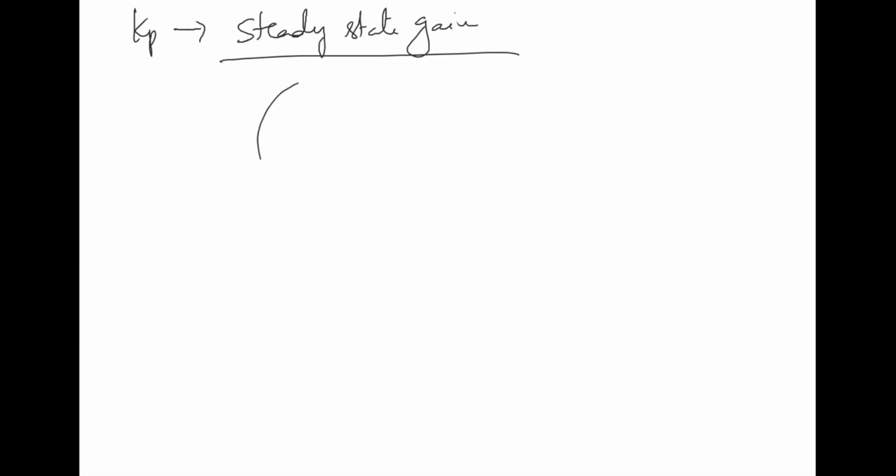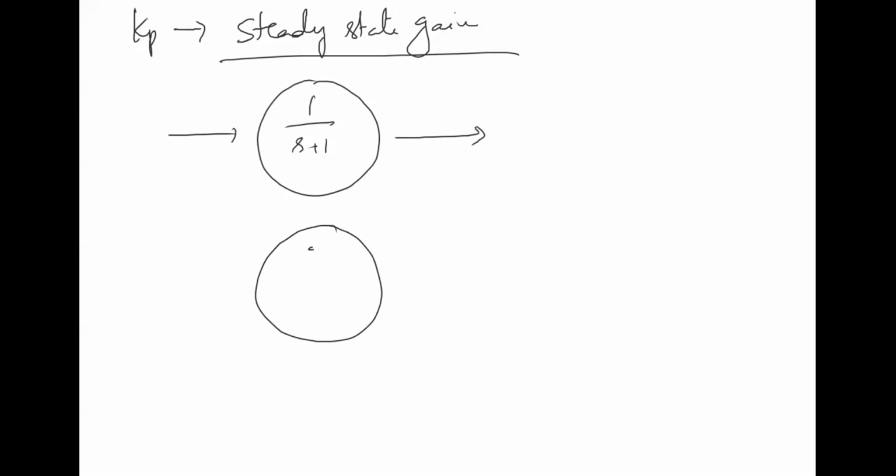Now Kp is called as steady state gain. Kp is called as steady state gain. So what is the importance of steady state gain is, I'll take two systems, let's say 1 by s plus 1 or let's say 2 by s plus 1. 2 by s plus 1. Both are forced by 1 by s. What is the response here?